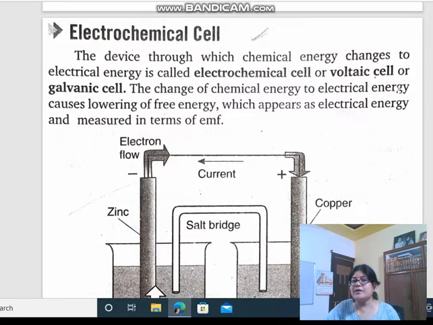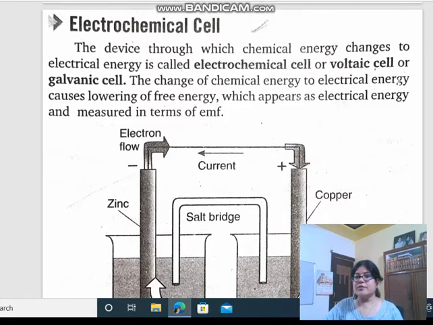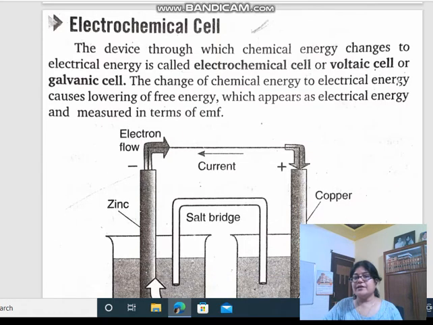Now this is the figure, and this is the basic arrangement of a device which was known as electrochemical cell. So from here we can conclude, what is electrochemical cell? The device through which chemical energy changes to electrical energy. That means there are chemicals and they are converting into electrical energy. They give us electrical energy. This is known as electrochemical cell. The other name of these are voltaic cell or galvanic cell. Moreover, the electrical energy which we get here is measured in terms of EMF, and the full form of EMF is electromotive force.